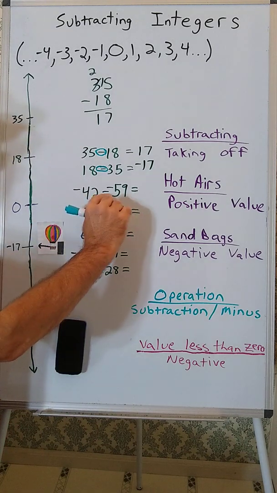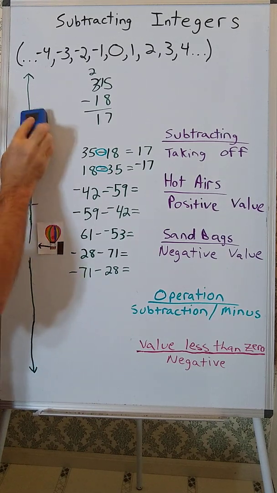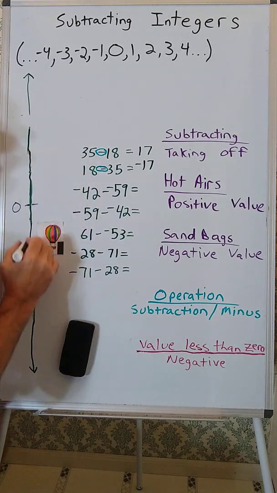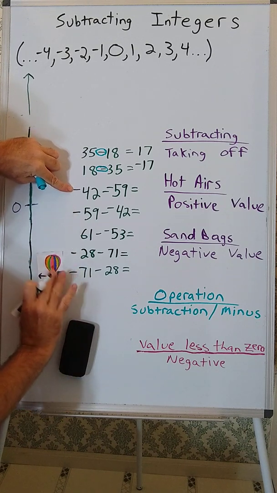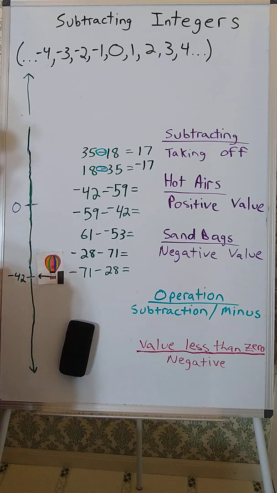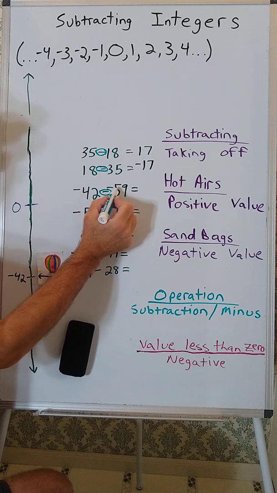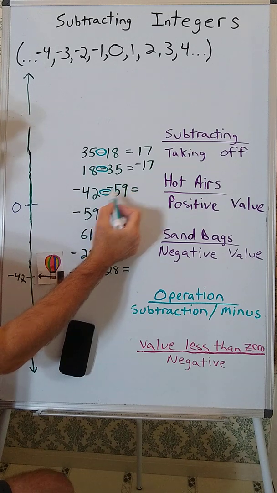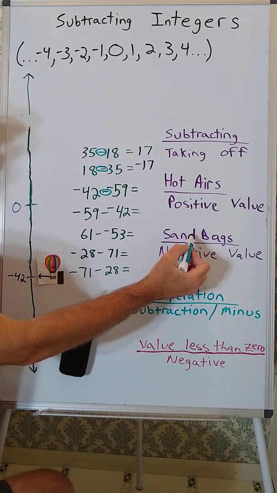Okay, next one, negative 42 minus negative 59. So the balloon is, 42 sandbags will cause the balloon to start here at negative 42. And what is the operation? Well, it's minus, and what's the number after the minus? Negative 59. So minus negative 59 means we are taking off 59, it's a negative value, sandbags.